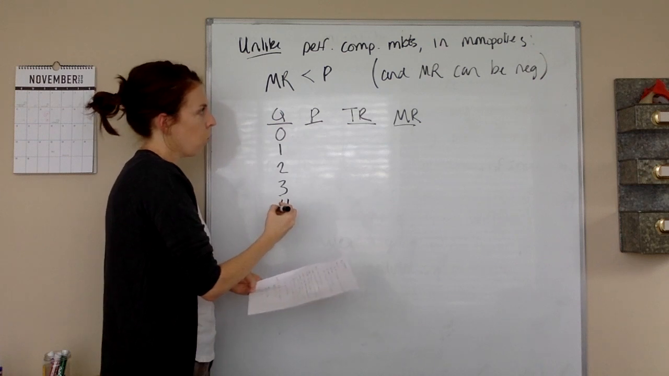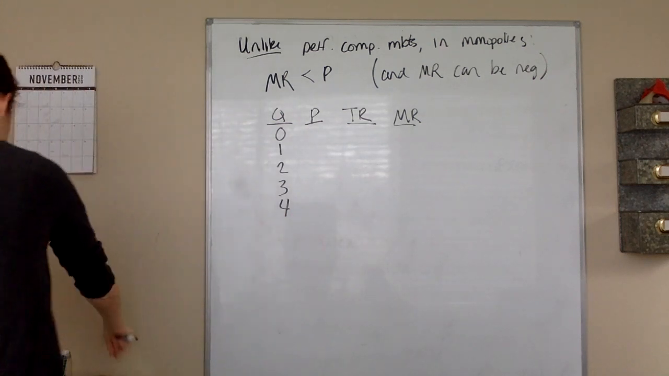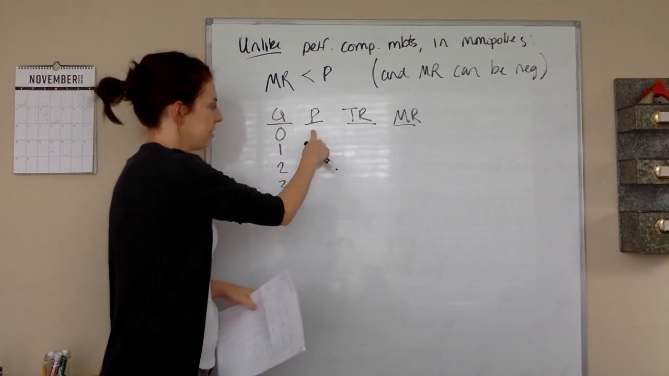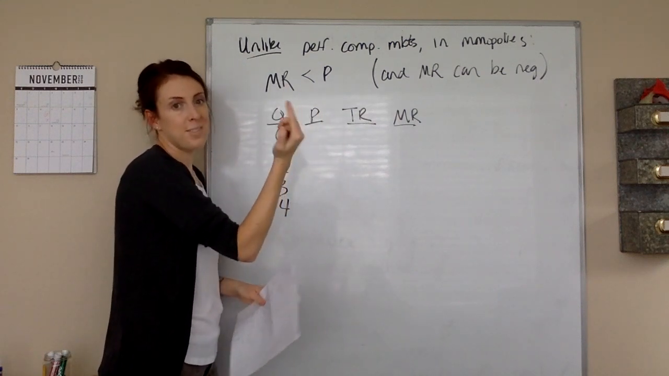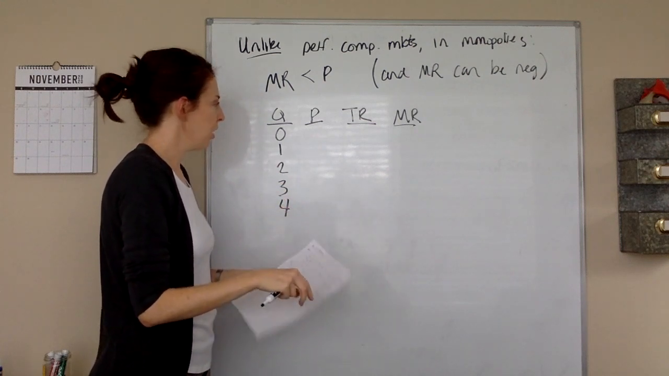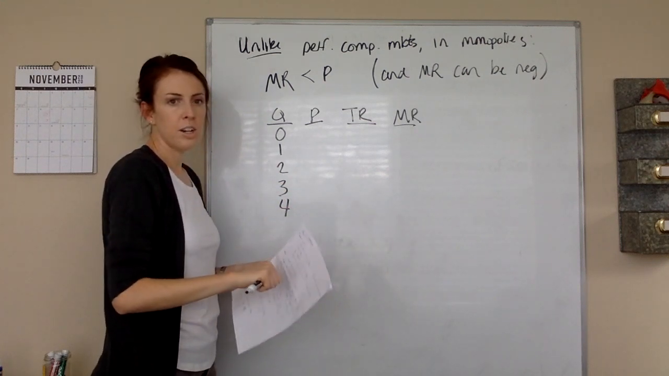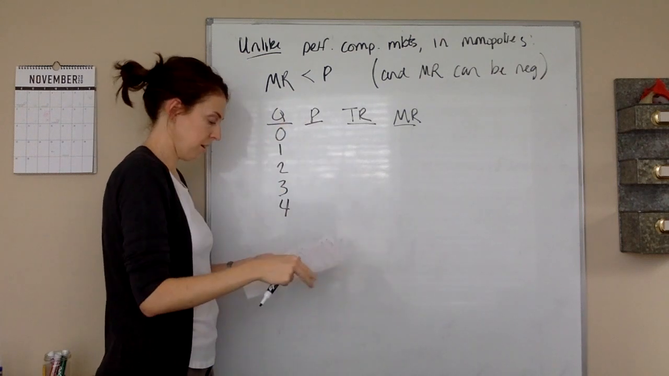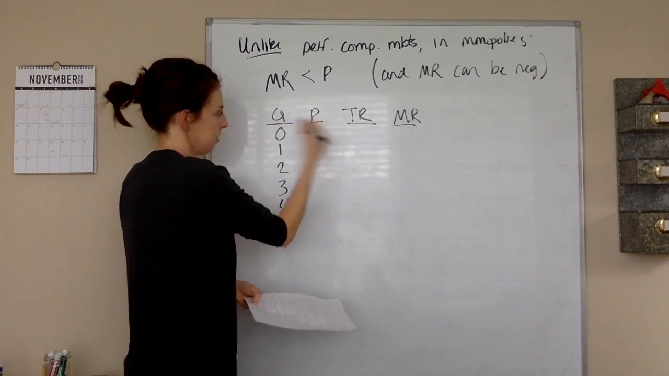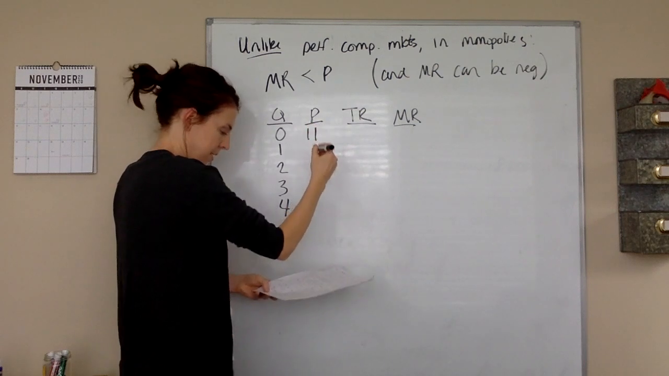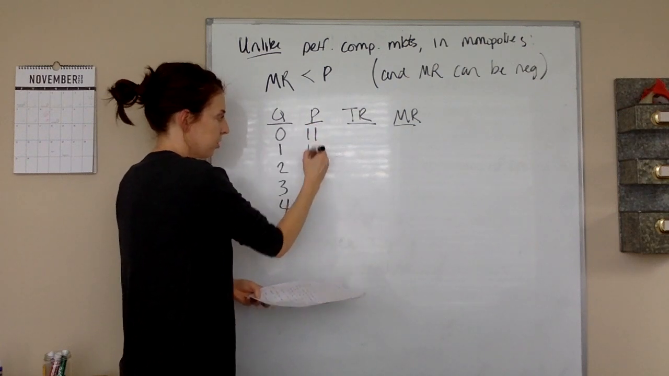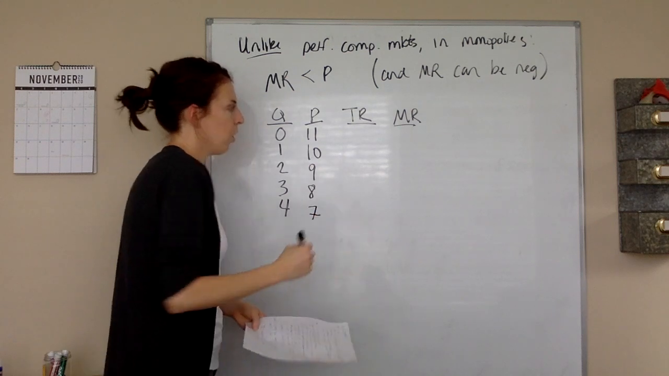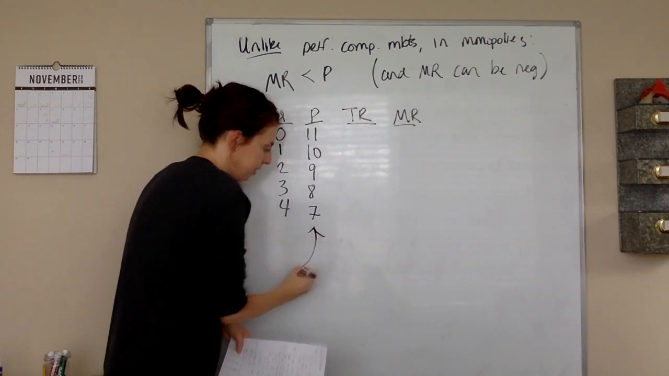What's now going to be important is that I put in numbers that are consistent with the law of demand. What is the law of demand? The law of demand says as you increase the price, fewer people buy the good, so quantity goes down, and vice versa. So I'm going to put numbers here. I'm just making these up, but we'll say we have 11 in the first row, 10, 9, 8, 7.